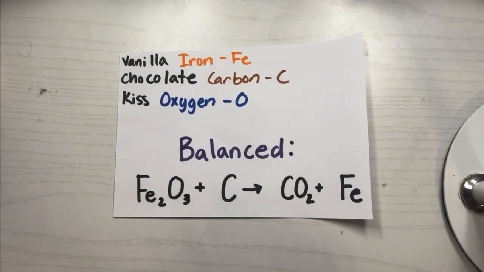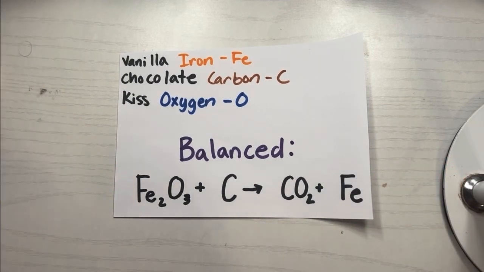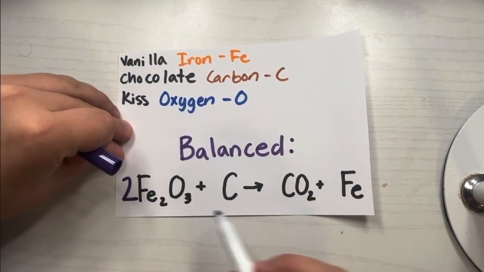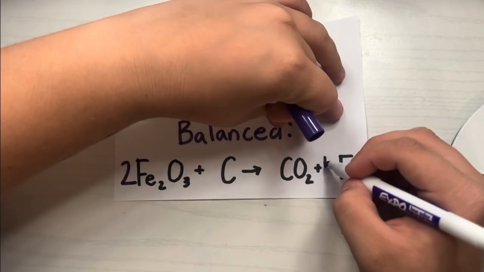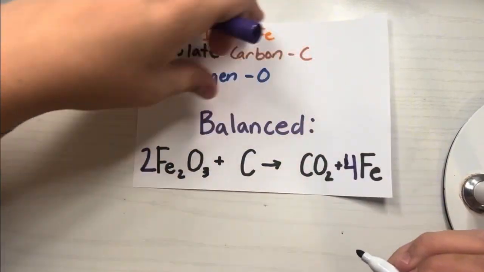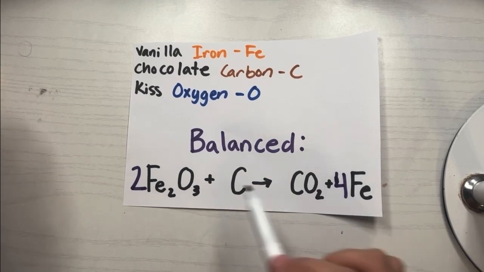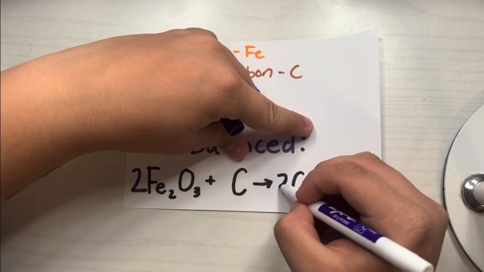And on to our last equation. This one is going to take quite a bit of balancing. First, we're going to start with our iron. We're going to add a 2 coefficient in front of our iron, which gives us 4. Now we need to add a 4 coefficient in front of our product iron, so that balances on both sides. And now we have 6 oxygen and 2 oxygen on the product side, so we need to balance that next. So we're going to add a 3.